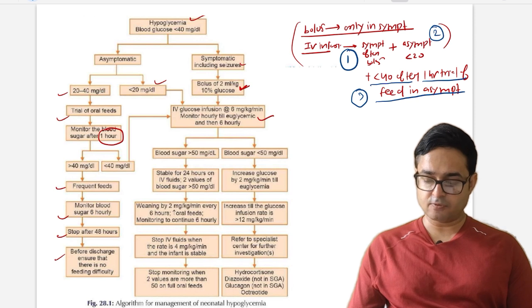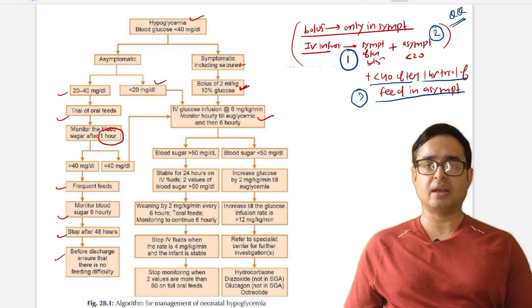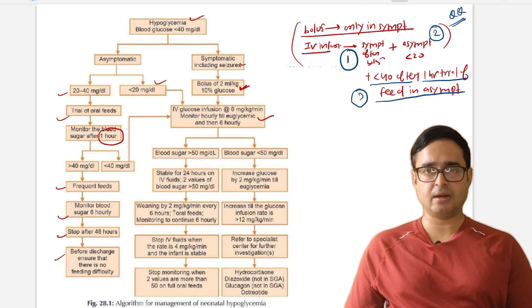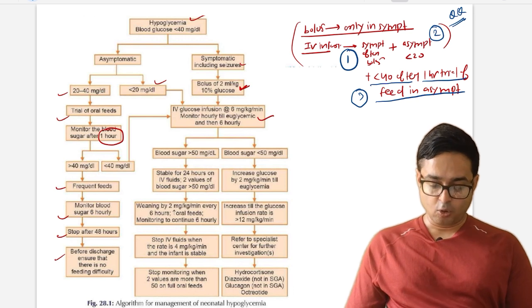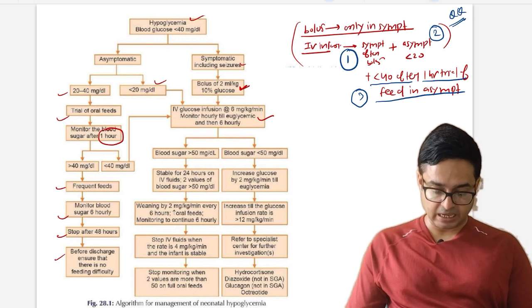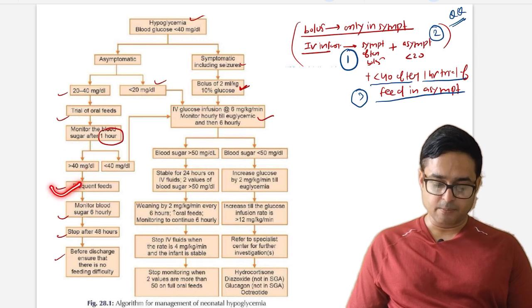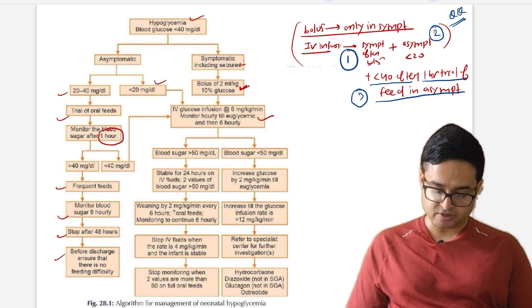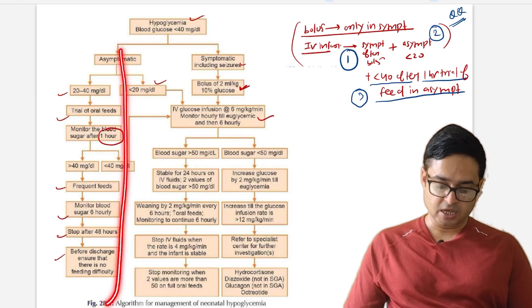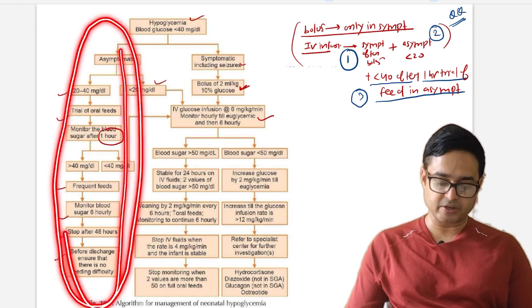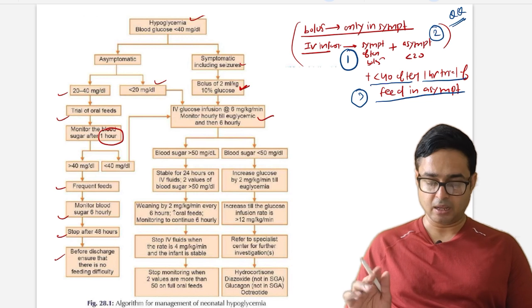At least 4 to 5 questions are framed according to these options in a clinical scenario. If your concepts are clear, you can answer any question on hypoglycemia from this table. Going forward, the asymptomatic limb: you monitored blood glucose. If it is more than 40, give frequent feeds, monitor blood sugar 6 hourly, stop after 48 hours, and before discharge, ensure there is no feeding difficulty. So this limb is simple.